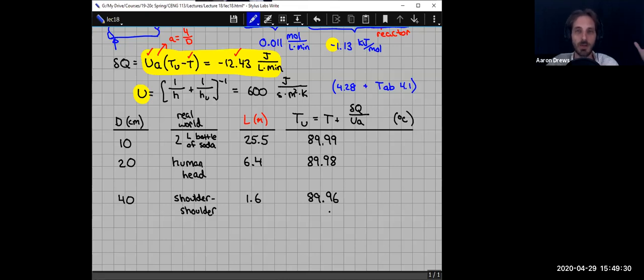If it's even bigger, right, 40 centimeters, you still require virtually no cooling capacity, right? The temperature of the utility only needs to be 89.96, and it will still keep the thing isothermal.